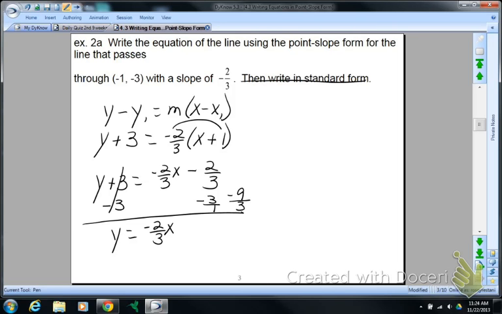Does everybody understand what I did right here? So -2/3 and -9/3 is what? -11/3. Now, if I was going to graph, what would I need to do with that -11/3? Turn it into a mixed number, correct? But I'm not graphing. We don't have to graph. We just have to put it in slope-intercept form, and we're done.